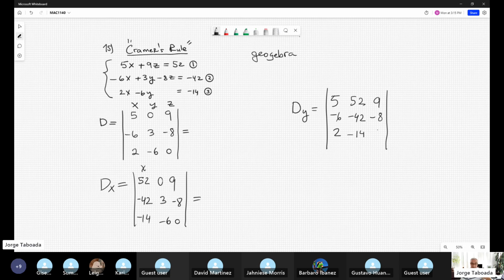Okay, you only replace the corresponding column according to the variable, if it is x, y, or z, by the right hand side. Okay, so the last is 5, -6, 2, 0, 3, -6, and 52, -42, and -40. Okay, and we have 4 values.